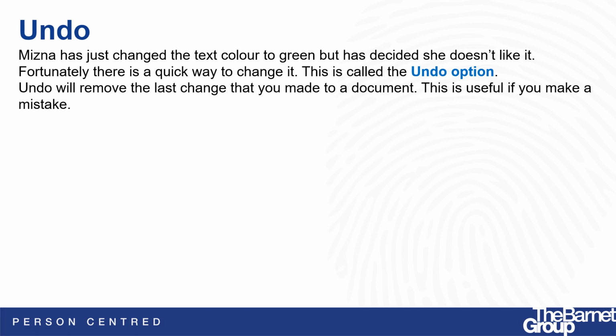Mizna has just changed the text colour to green, but has decided she doesn't like it. Fortunately, there is a quick way to change it. This is called the Undo option. Undo will remove the last change that you made to your document.